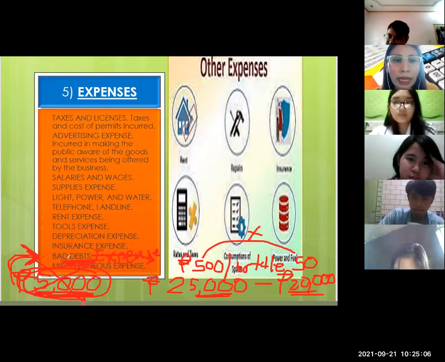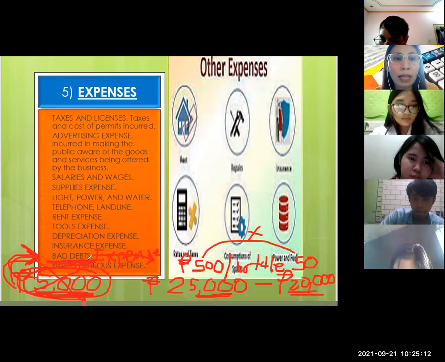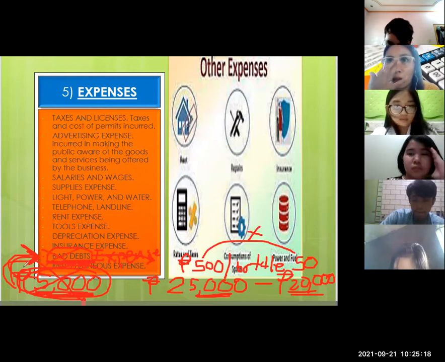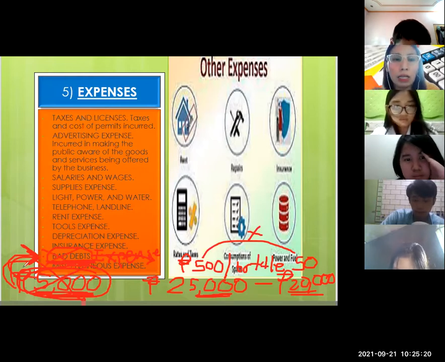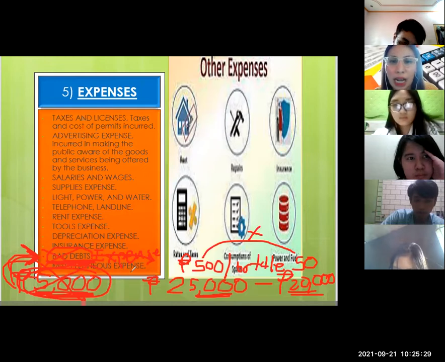Ang title na nire-record ng mga businesses para doon sa certain utang na yun ay bad debts. Ano na siya? Parang lugi na siya. It's because that 5,000 supposed to be is a revenue but hindi na. Hindi na siya revenue. Expense na siya. Napunta na siya sa expense.